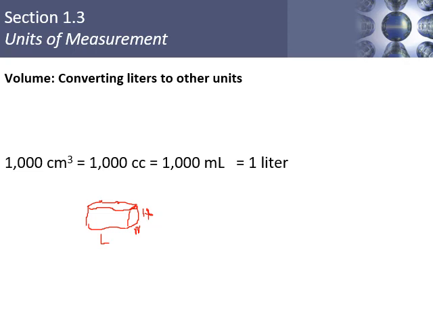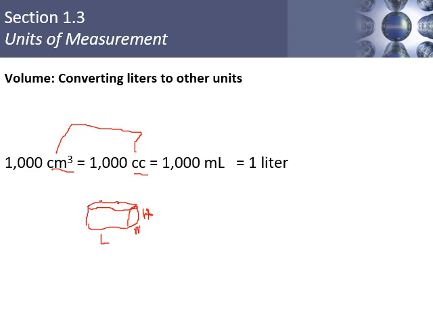For example, if this box were, let's say, 10 centimeters long and 1 centimeter wide and 1 centimeter high, then its volume would be 10 times 1 times 1, which would be 10 centimeters to the third power, because it's centimeters times centimeters times centimeters. I just want to point out in this slide that it's the same thing to say, for example, 1,000 cubic centimeters here, which is abbreviated as a cc.